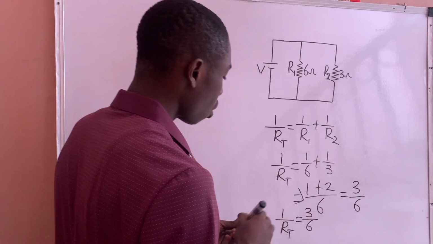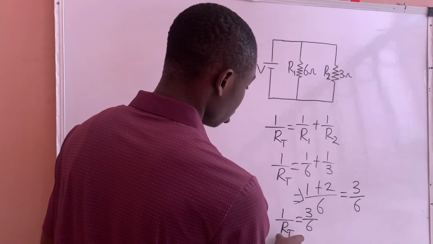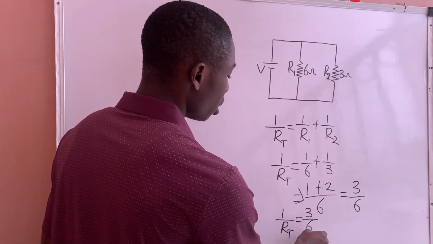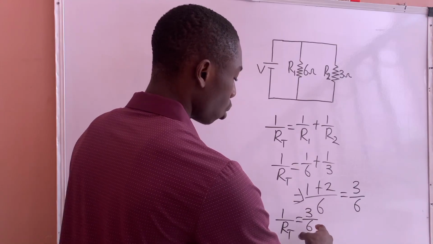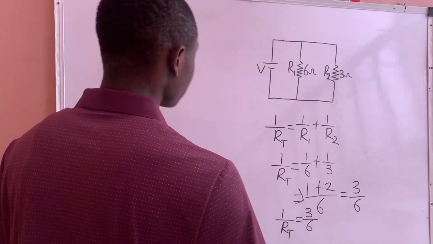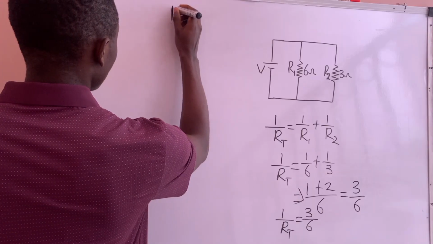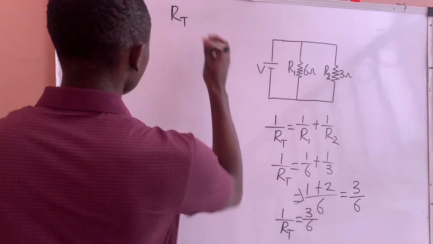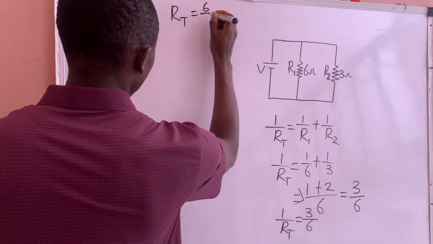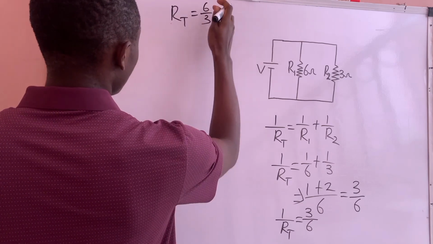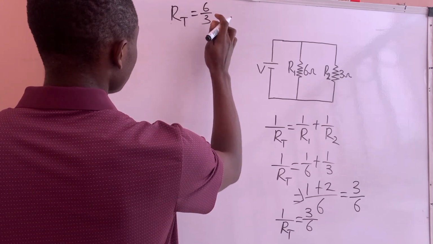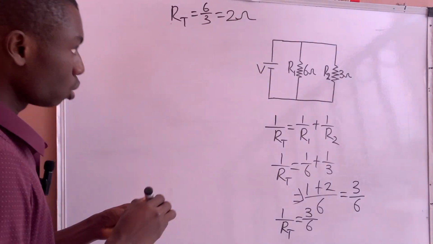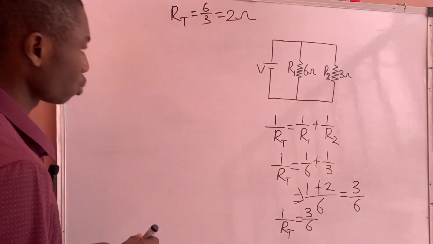And for us to make RT the subject of the formula, which is the total resistance that we are looking for, we will need to take the reciprocal of the right hand side. So the reciprocal of the right hand side will give RT. The right hand side becomes 6 over 3, and 6 divided by 3 will give us 2 ohms. So this is the answer, 2 ohms.